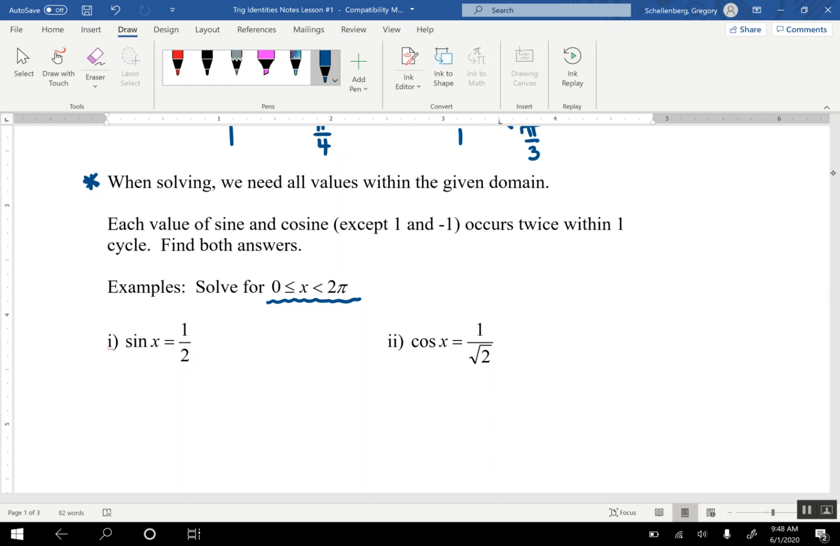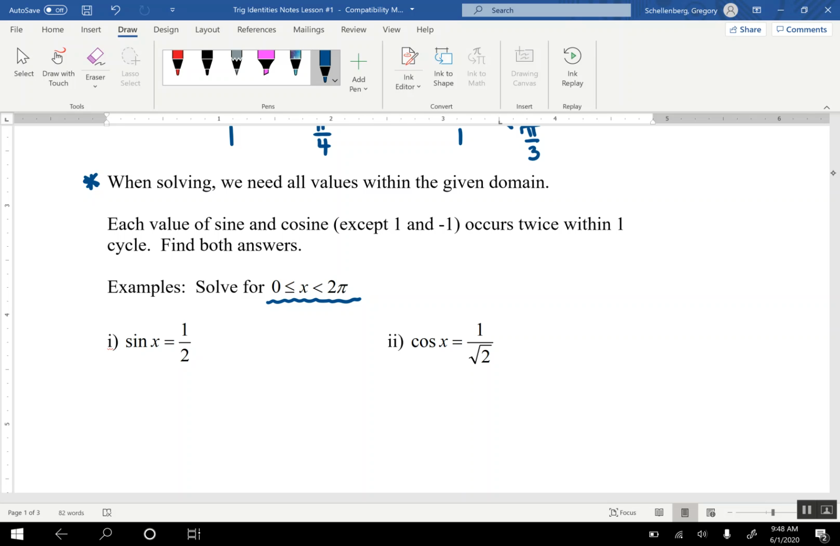And the reason we state that domain is because we know that the sine of x, the cosine of x, these are continuous functions. Okay, they've got a domain of all real numbers. And so really there's an infinite number of solutions until we restrict that domain. So find the solutions within the domain 0 to 2 pi.